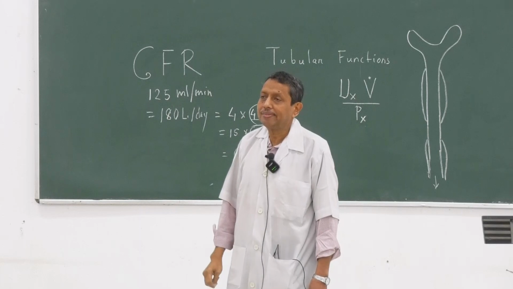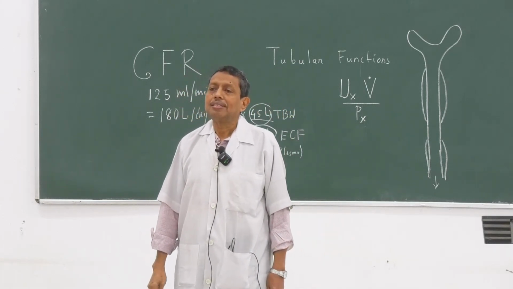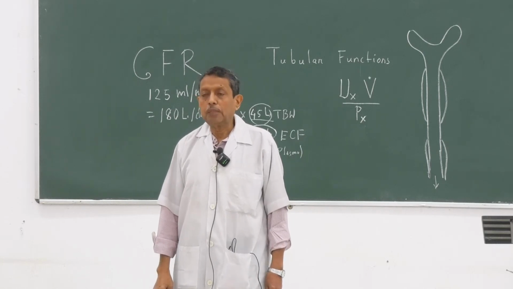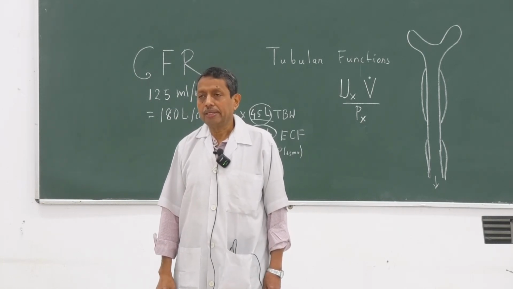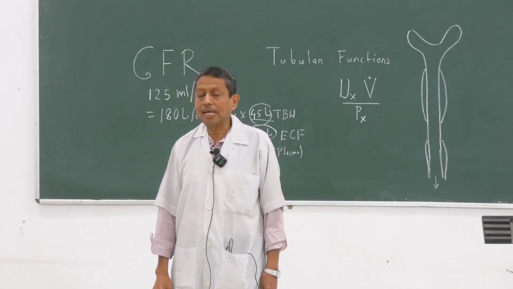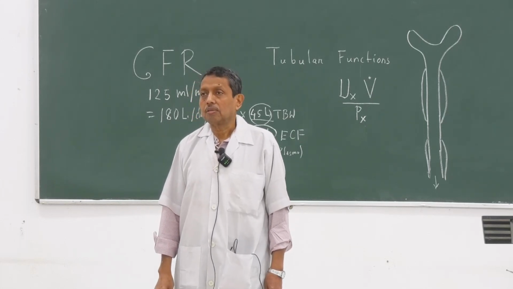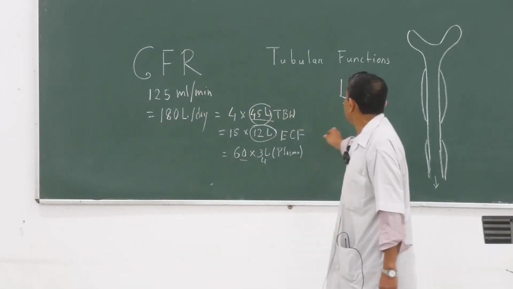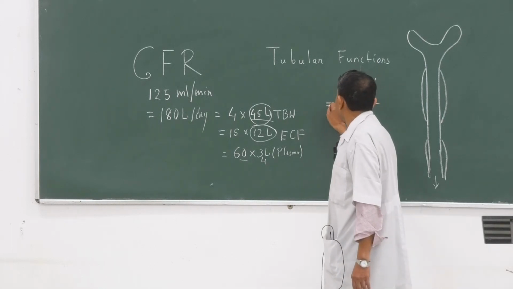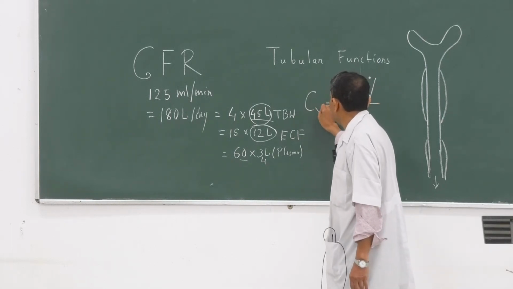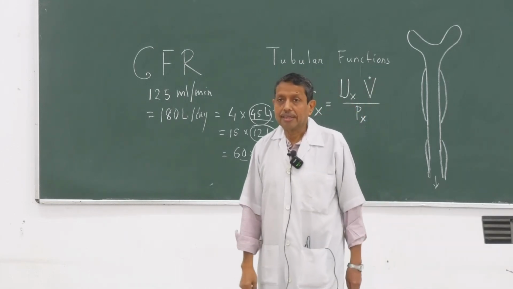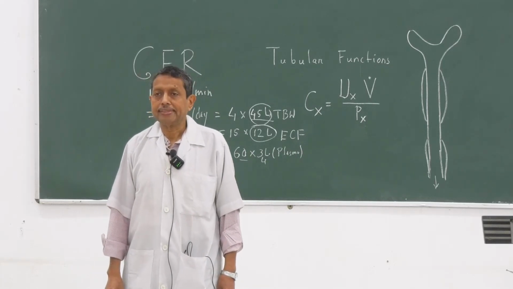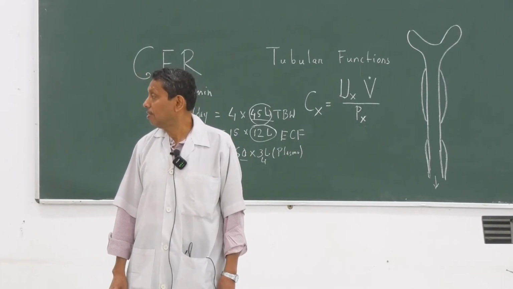renal arterial plasma or the venous plasma, when it is not different from that of the arterial plasma, you can replace the arterial plasma concentration with the systemic venous concentration, and it is the clearance of X. It is the clearance of X, renal clearance.